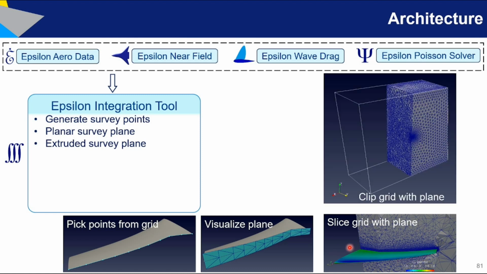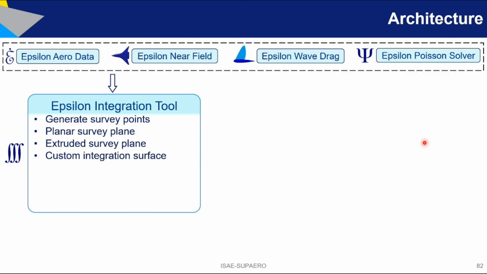And of course, I can use this plane function also to perform a clip. So it generates a customized plane function that slices the domain and clips the domain. This plane slice is used to perform a survey plane integral, and the clip is used to perform volumetric integrals. Afterwards, you can perform custom integration surfaces.